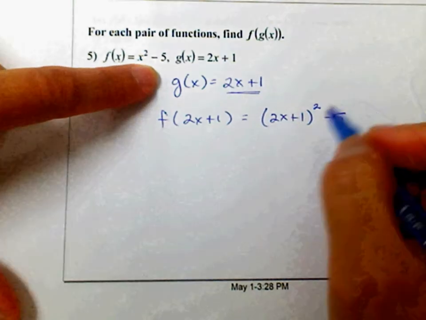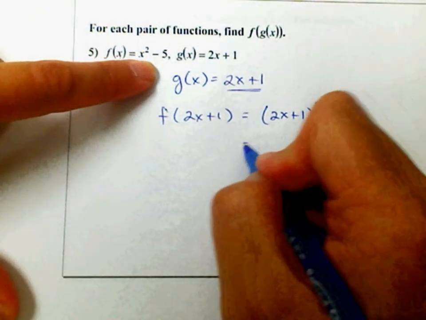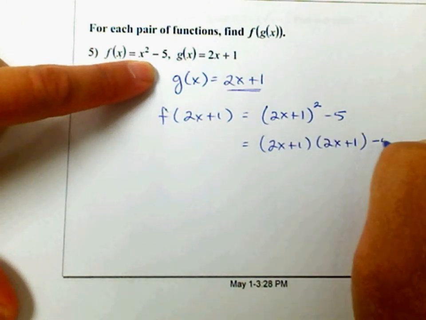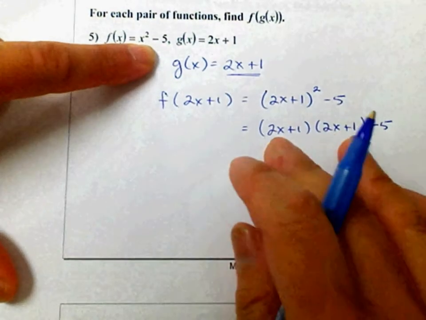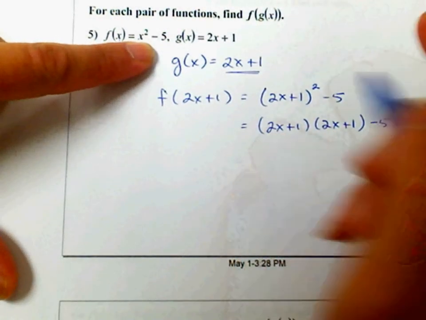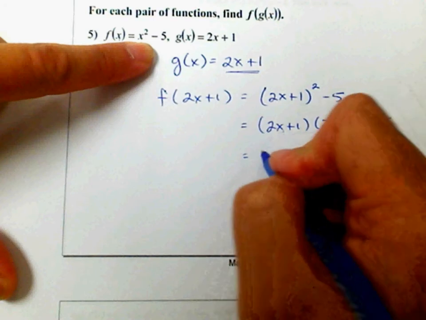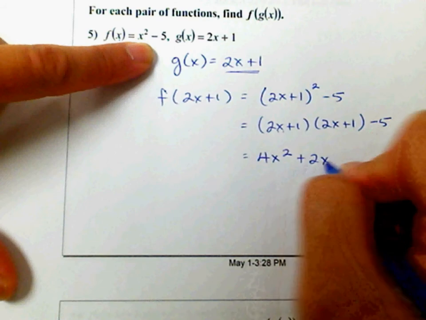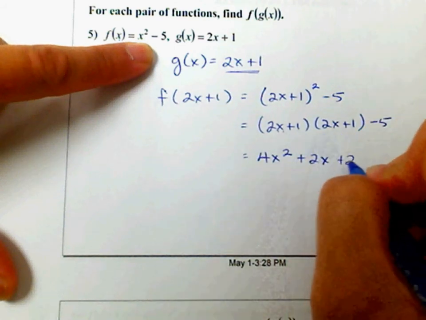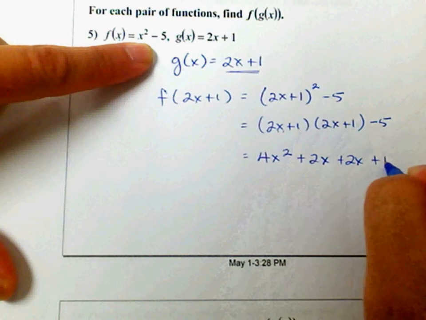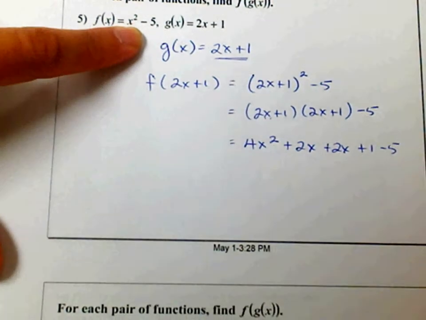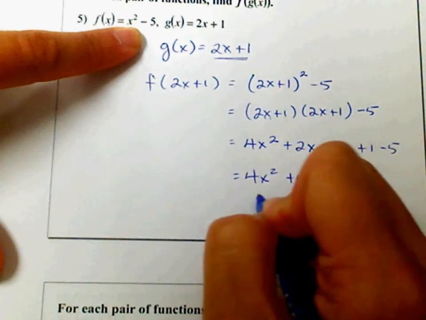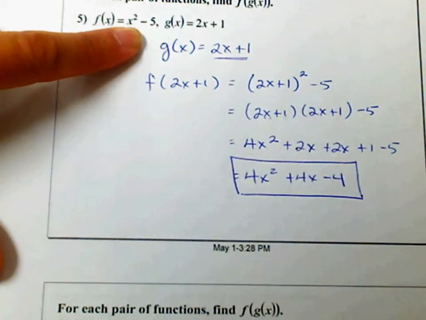What does a square mean? That means you have two of them. So this will be 2x plus 1 times 2x plus 1 minus 5. Go ahead and multiply it out. You're going to distribute. So 2x times 2x is 4x squared. 2x times 1 is positive 2x. 1 times 2x is positive 2x. 1 times 1 is plus 1 minus 5. Combine your like terms. 4x squared plus 4x minus 4. No need to factor because that's not what you're going after.